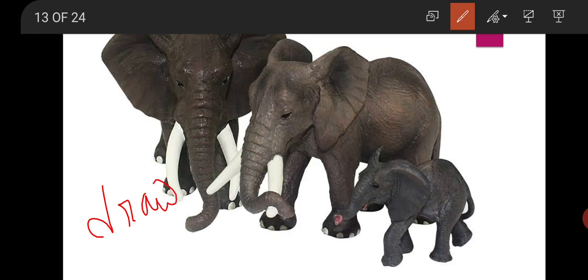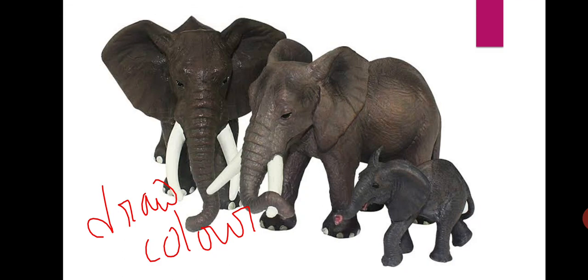So, what you have to do? You have to draw the duck, hen, and color, and then you have to draw and color these elephants, ducks, and hens.